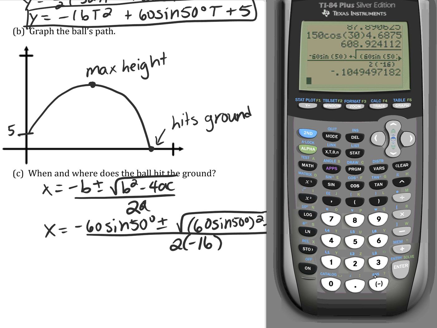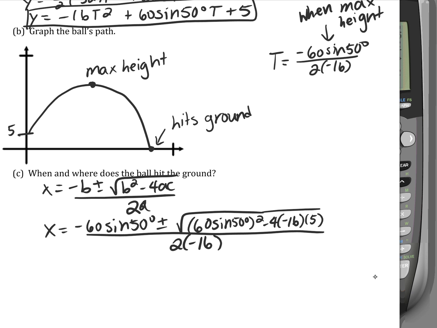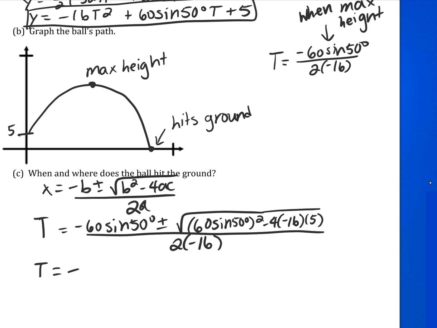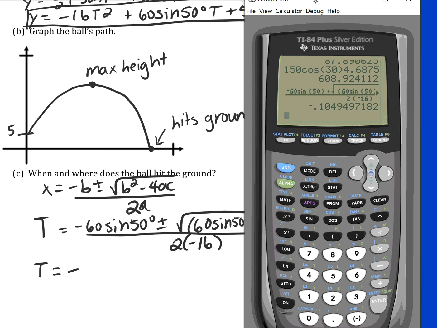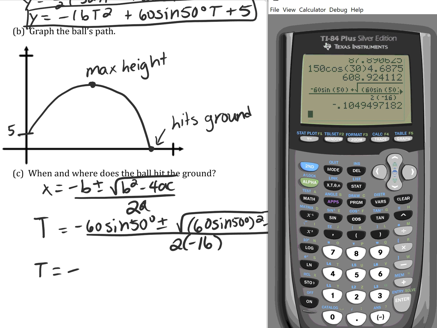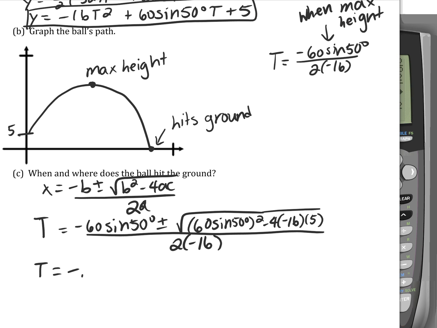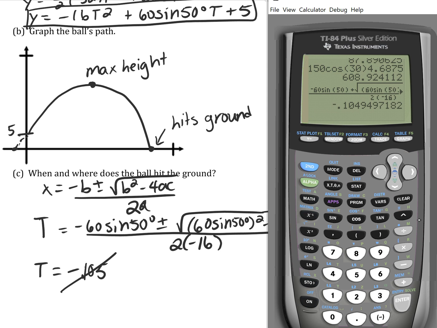And that ends up giving us a negative value. I really should have written t here instead of x. This is our time. Sorry, I double clicked that and moved. That negative 0.105 is really what would happen if I were to extend out the graph up here. But we can't have a negative time, so that's no good.